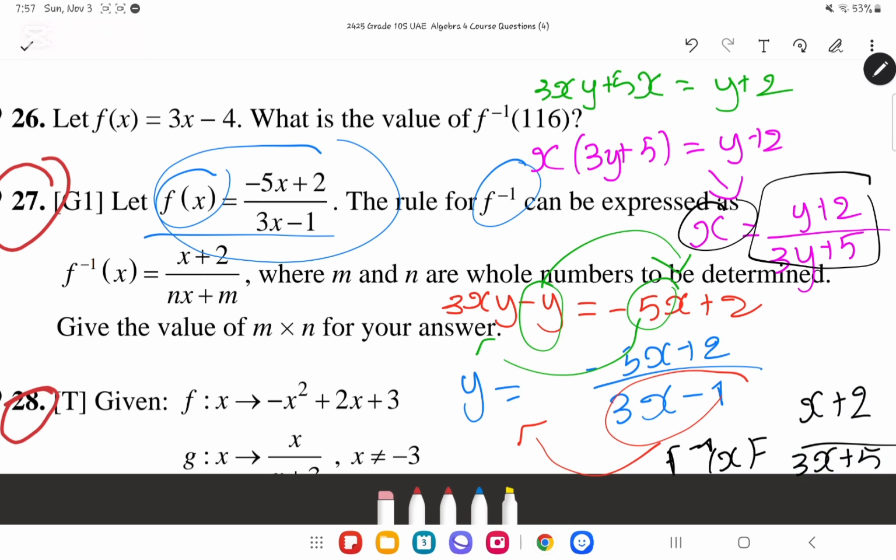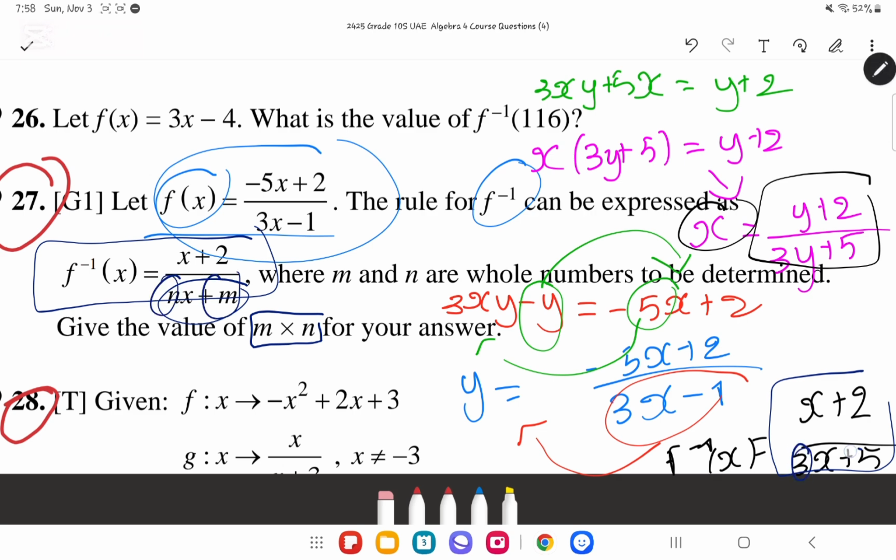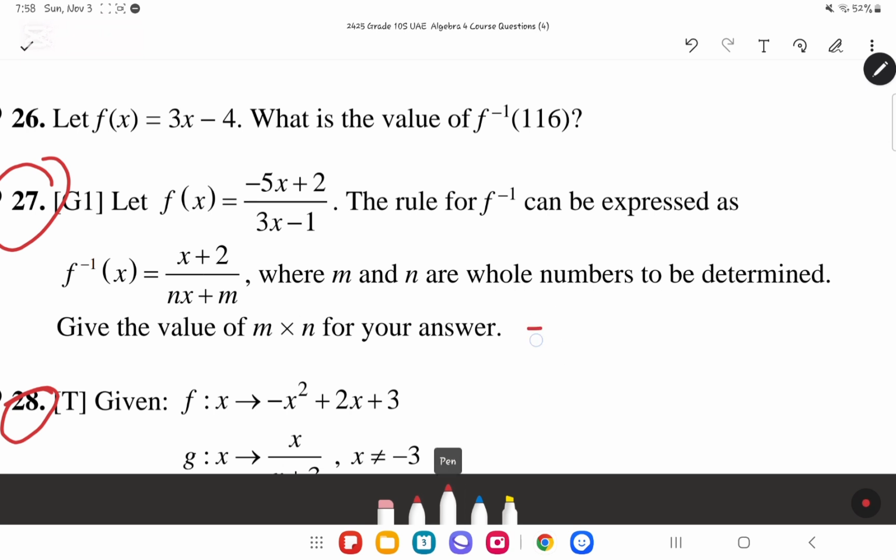But is this what they asked us? No, they asked us to find the value of m times n. So let's look at what they gave us. They gave us f inverse as (x + 2) over (nx + m). Since we have f inverse, we can very easily find n and m. They are in the denominator, so they are 3 and 5. So very simply, m is 5 times n, which is 3. So our answer is then 15. So over here, our answer is 15.